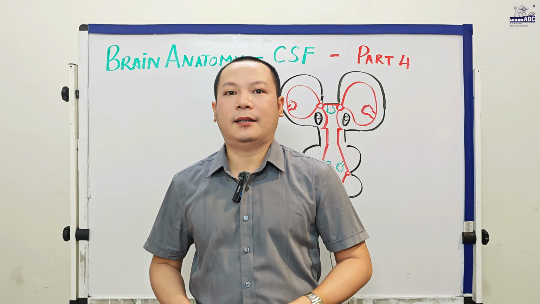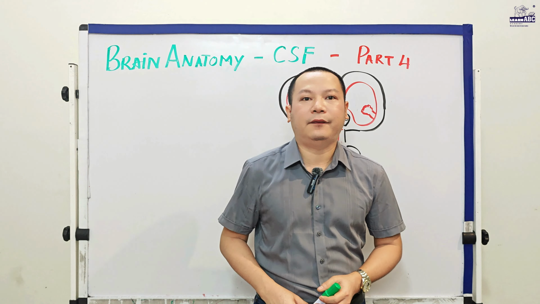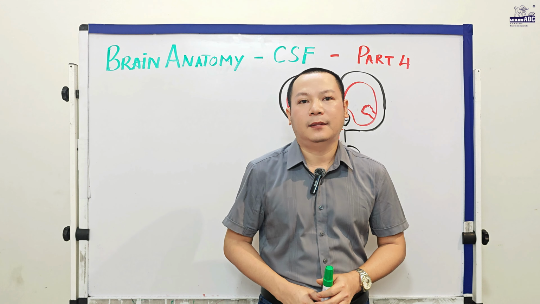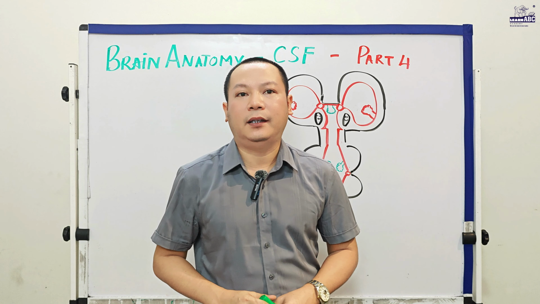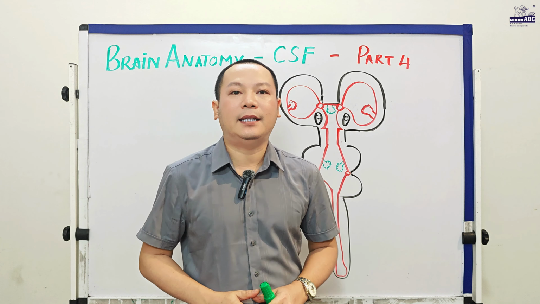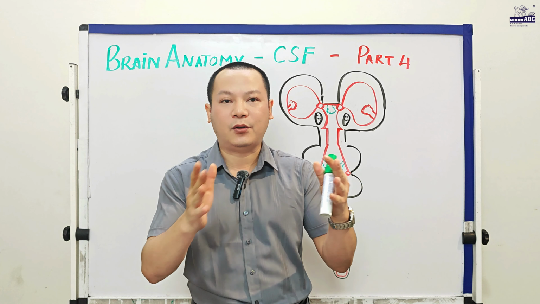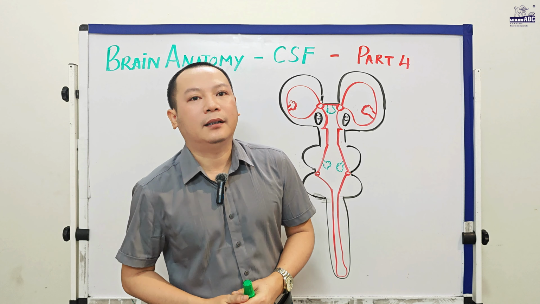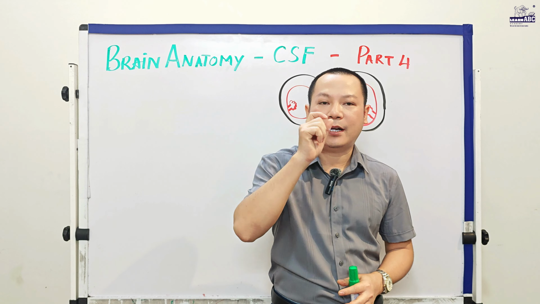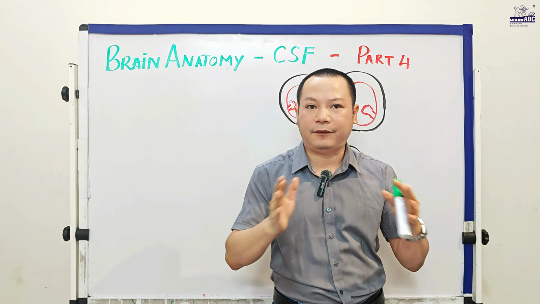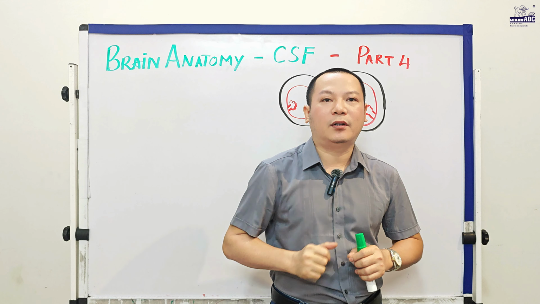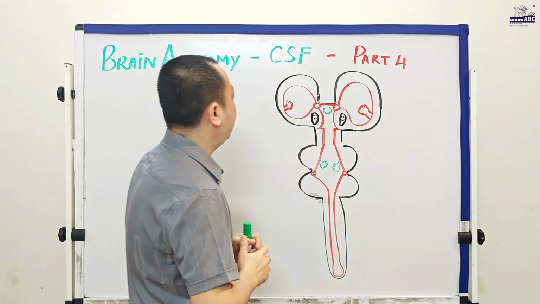So in this video, we will discuss how the CSF comes out of the central nervous system. As you know, the CSF is not only formed in the central nervous system, it is also present outside the central nervous system. But today we will discuss the exact point where and how the CSF escapes or comes out from the central nervous system.